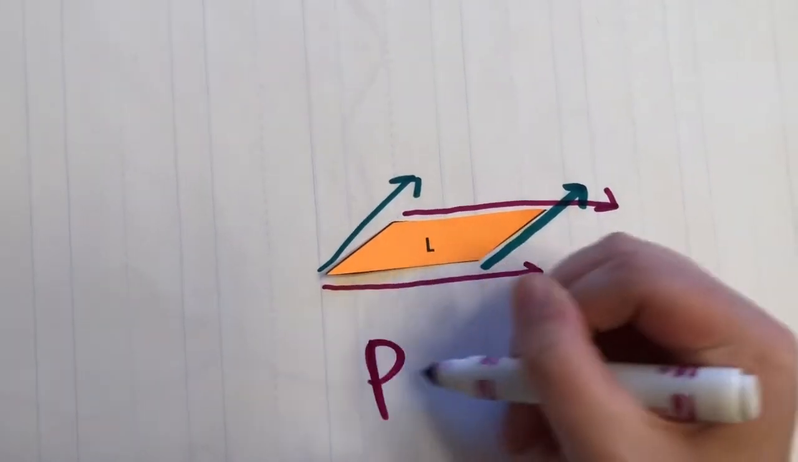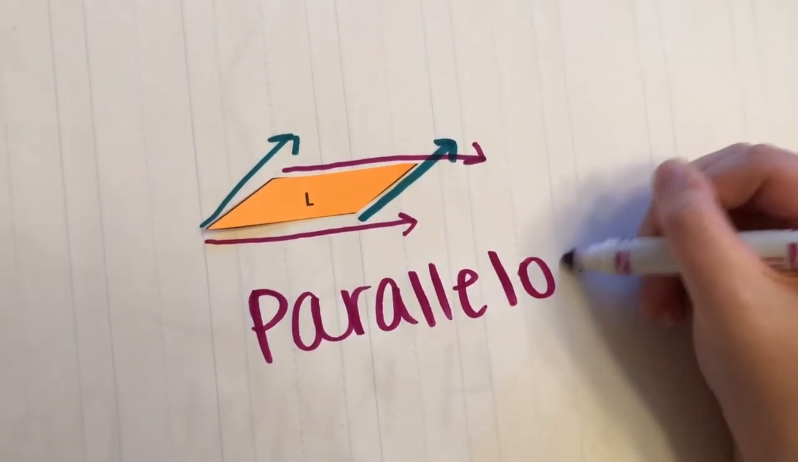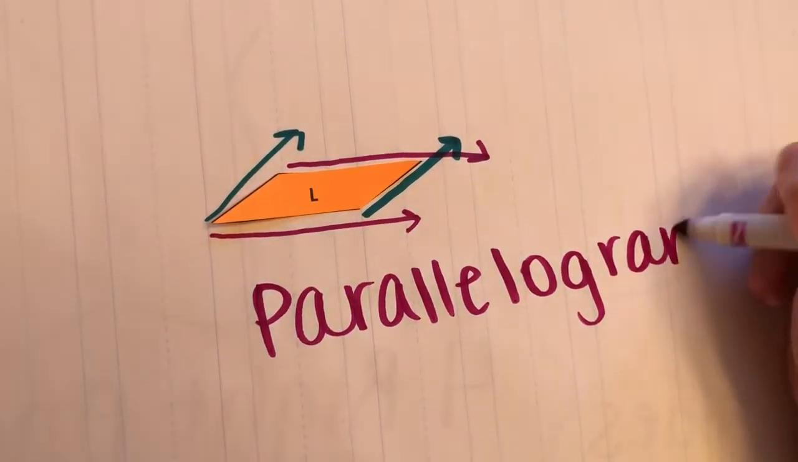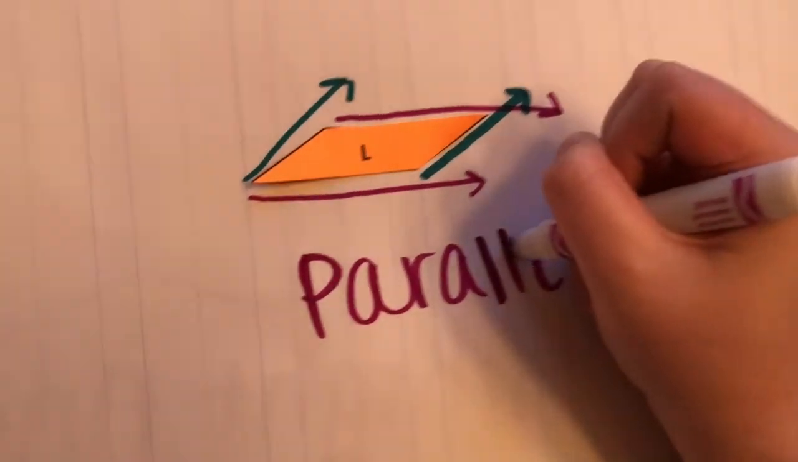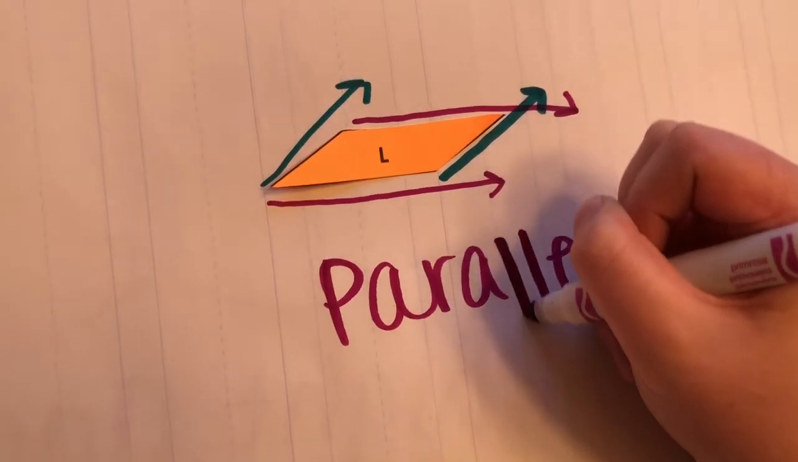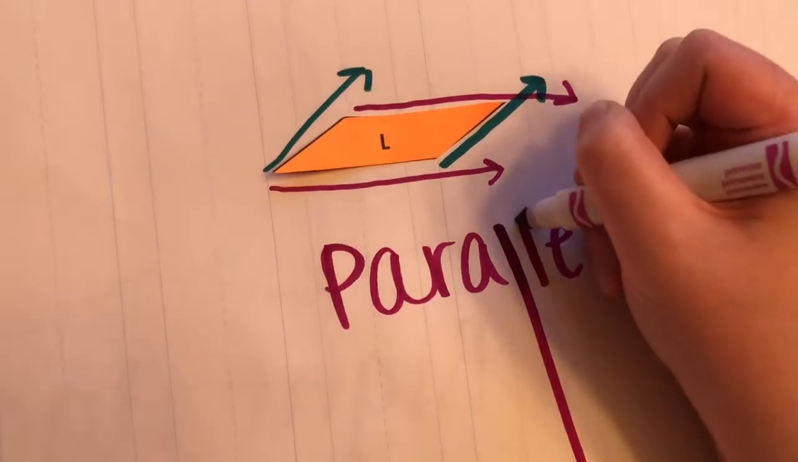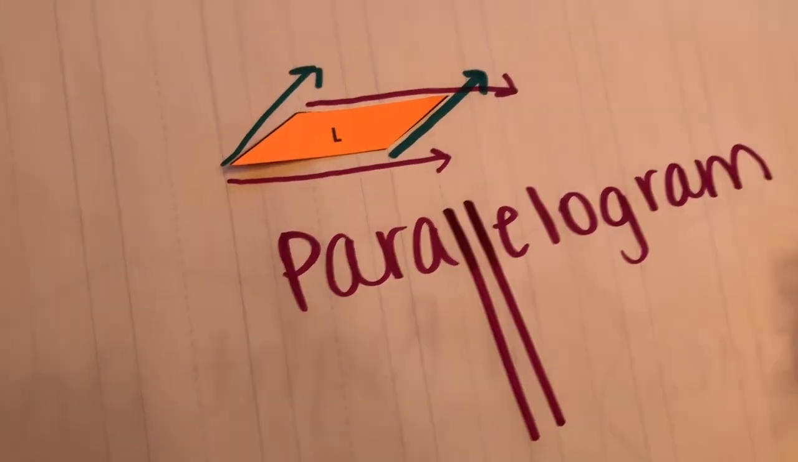A parallelogram. And remember, one way to remember about what parallel lines are, think about the 2 L's in parallelogram. They are straight up and down, going the same direction. And if I were to drop them down, they will never cross. So that's one way to remember parallelogram or parallel lines.